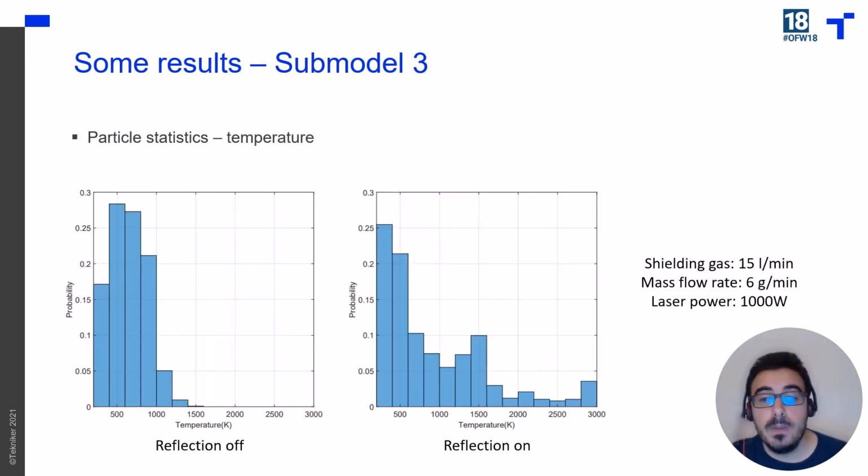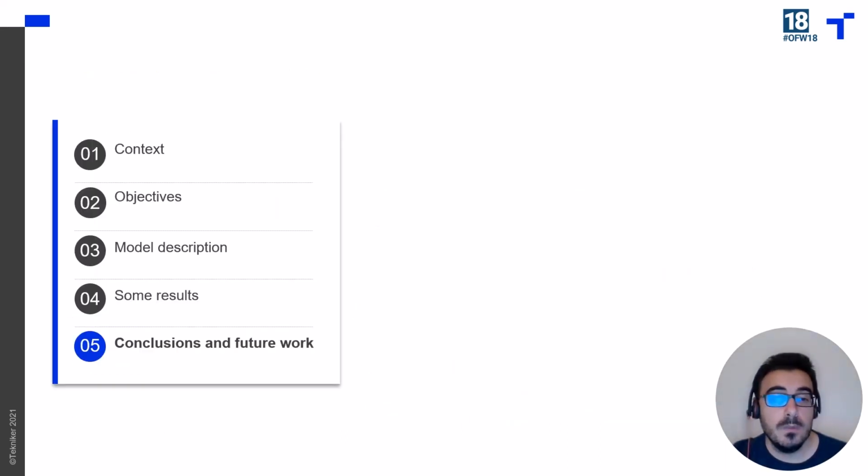Similarly, for temperature, we can extract histograms of temperature in the interaction zone. And we see that the inclusion of the reflection effect has a dramatic effect on the temperature distribution. So finally, we move to the conclusions and future work.